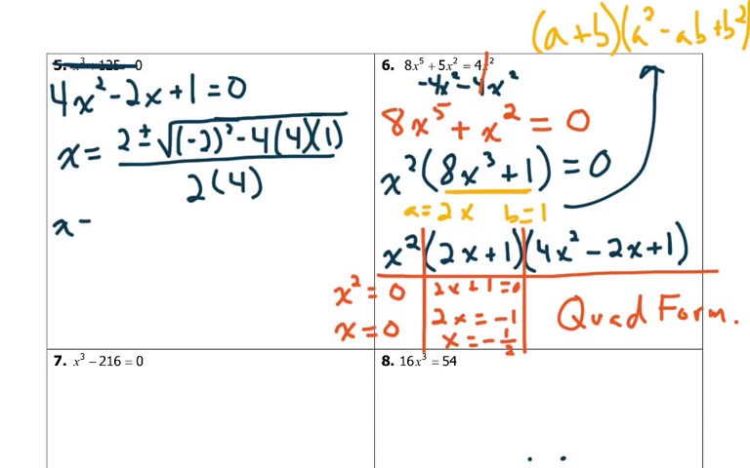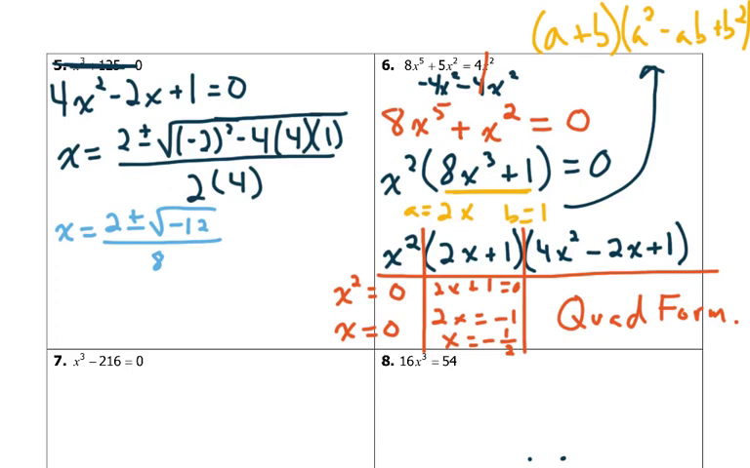So x equals 2. I'll do this in a different color. That way we can see the difference here. x equals 2 plus or minus, when we simplify the inside, we end up getting a negative 12 with an 8 on the denominator. All right, now we're almost done.